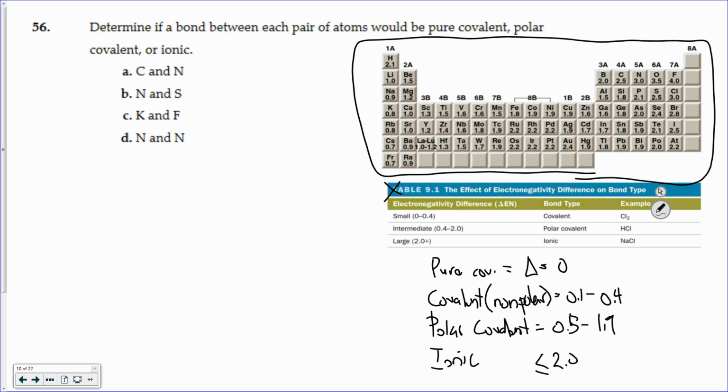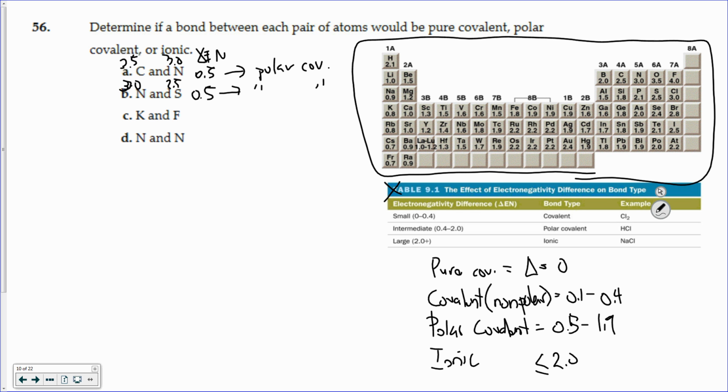So I've got 2.5, and I've got 3.0, so the delta electronegativity is 0.5. So if it's 0.5, where's that fall? That's a polar covalent. All right, nitrogen and sulfur. So nitrogen's 3. Sulfur rolls in at 2.5. The difference is 0.5. Exactly the same thing.